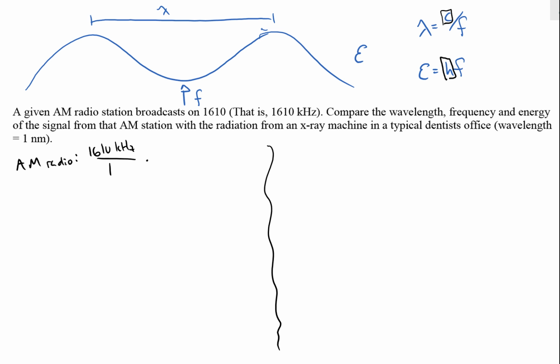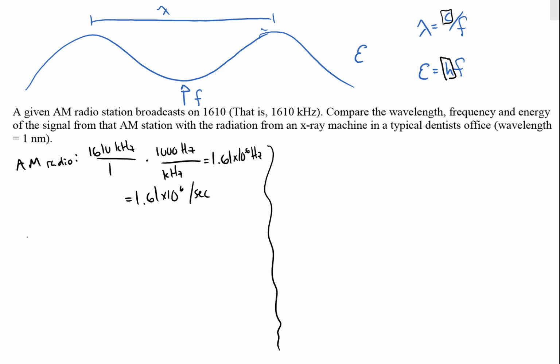I want to convert those kilohertz into hertz. There's 1,000 hertz per kilohertz, giving me a frequency of 1.61 times 10 to the 6th hertz. That's also equal to 1.61 times 10 to the 6th times per second.